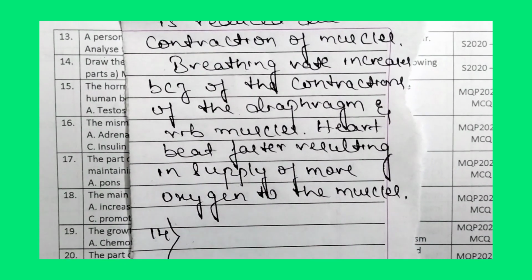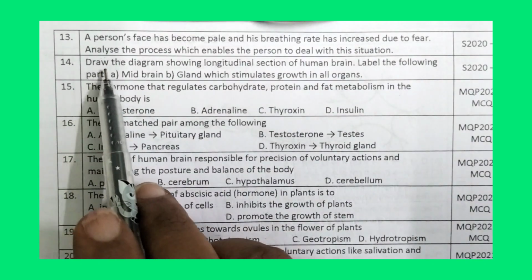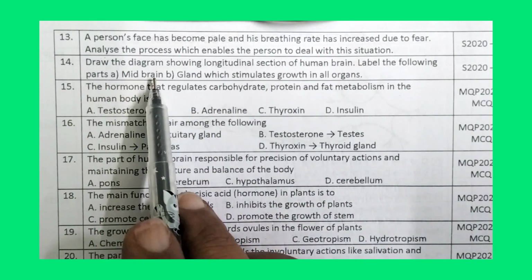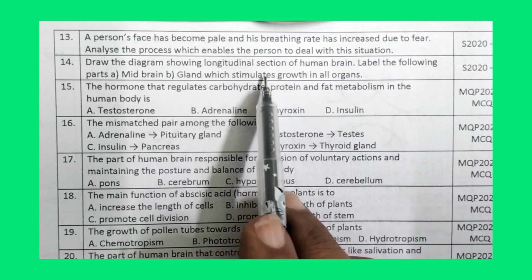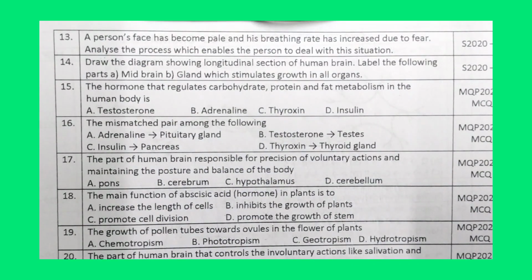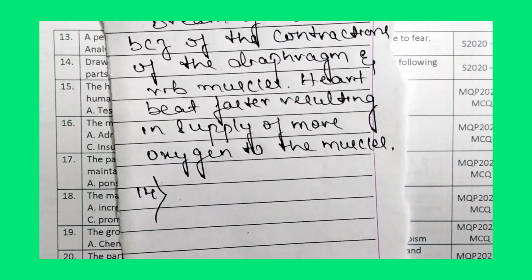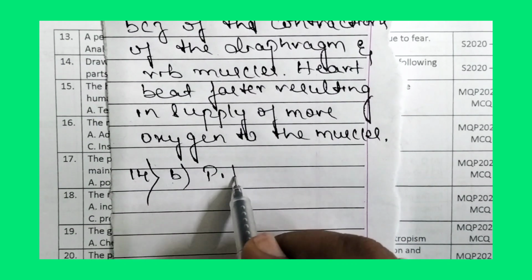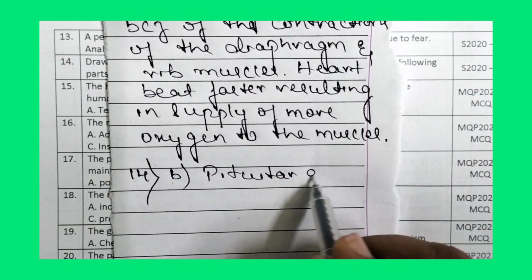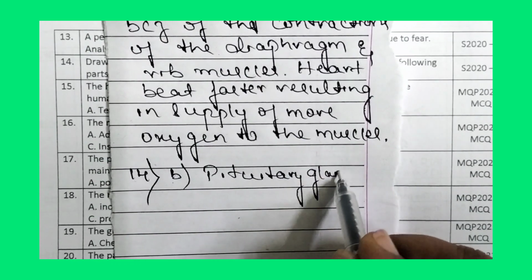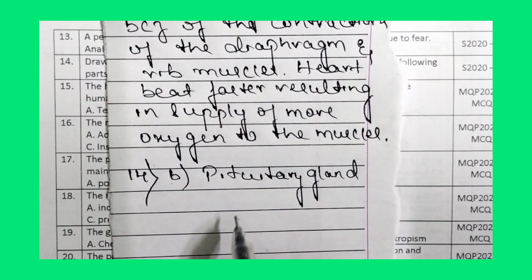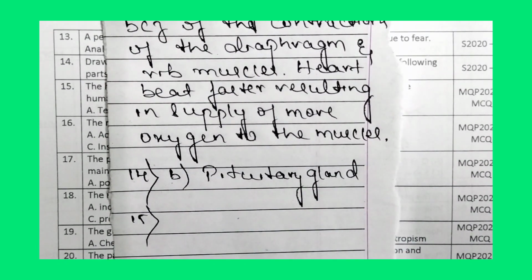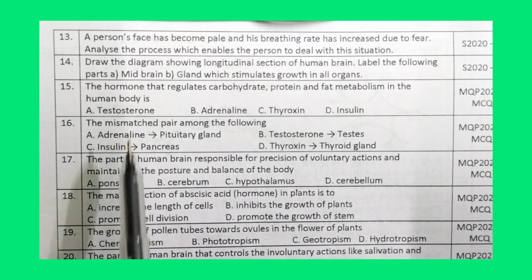Now let us move for the 14th question. Draw the diagram showing the longitudinal section of human brain. Label the parts. Midbrain has to be written. Second, the gland which stimulates growth in all organs. That is the pituitary gland. It stimulates the growth in all the organs. So that is the answer for 14th B. That is, you have to label the part.